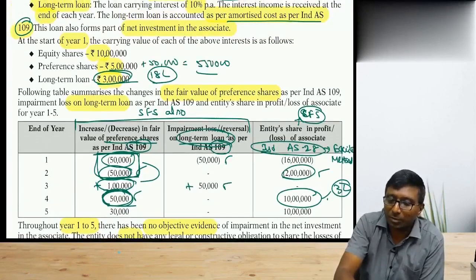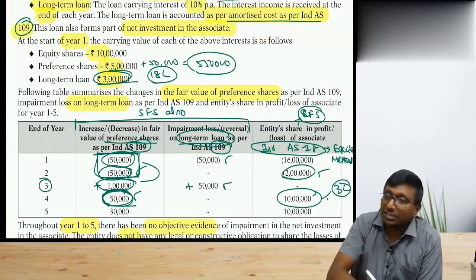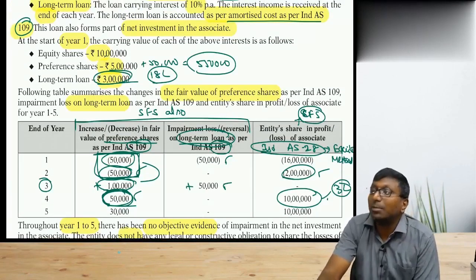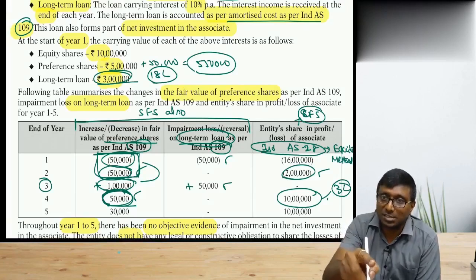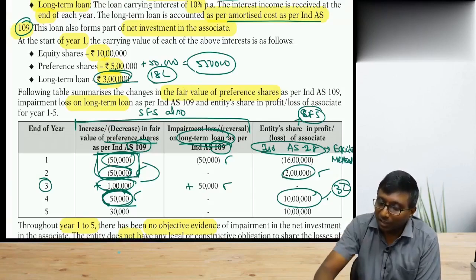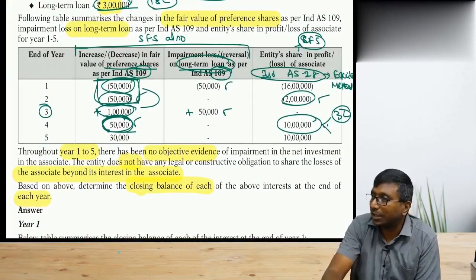In the standalone financial statement, what is the balance? 50. But yesterday that was year 3. Year 3 balance, how much? 0. Why 0? Because of the loss. Correct? You adjusted 3 lakh rupees here, no? Still you have 7 lakh rupees, no?